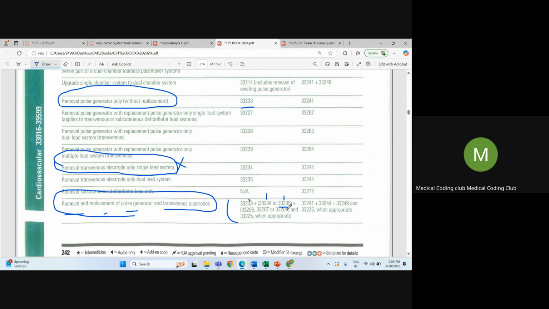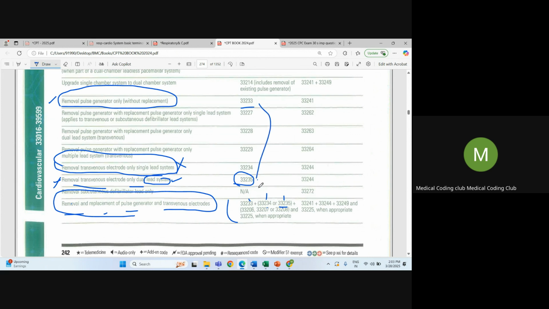Next, 33235. Here is the description: removal of transvenous electrode only, dual lead system. So for a dual lead system, you can take this code also. Overall, you can take the removal of pulse generator code, because they are removing the battery and they are also removing the electrode. So first we code for removal. What all do you have to code? 33233 and 33235. So this is for removal.